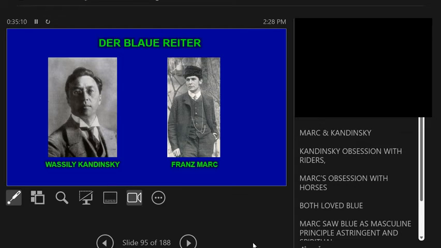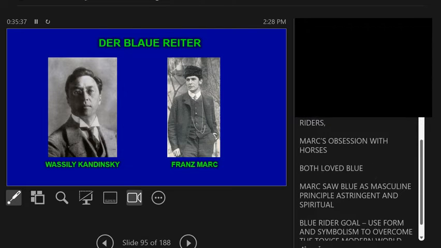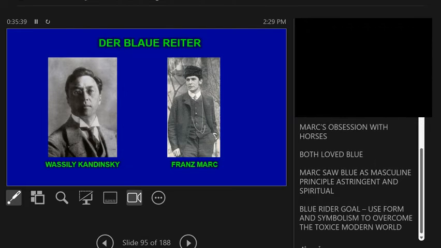All right, so our next style of art is called Der Blaue Reiter, the Blue Rider, I'm going to call it. And we have two main artists for the Blue Rider, Vasily Kandinsky and Franz Marc. Kandinsky has an obsession with riders. Marc has an obsession with horses, and they both love blue. And the Blue Rider goal is to use form and symbolism to overcome the toxic modern world. I'll talk more about that in a minute.